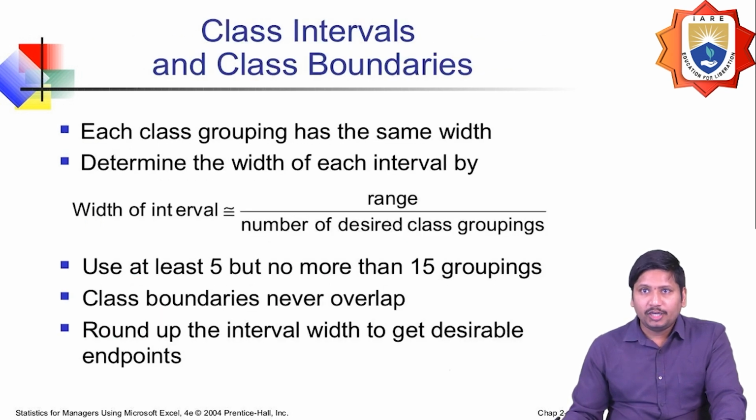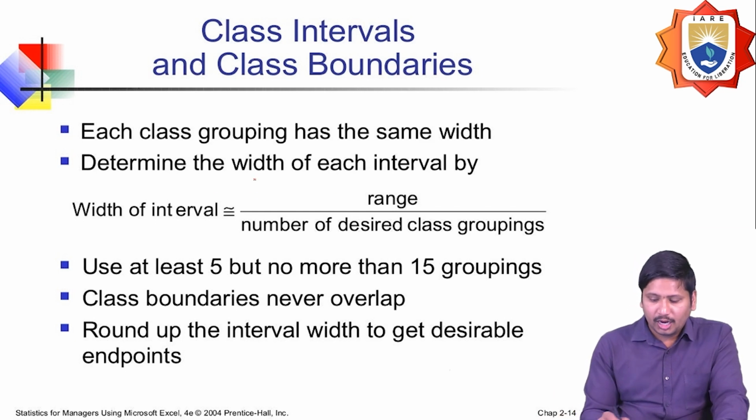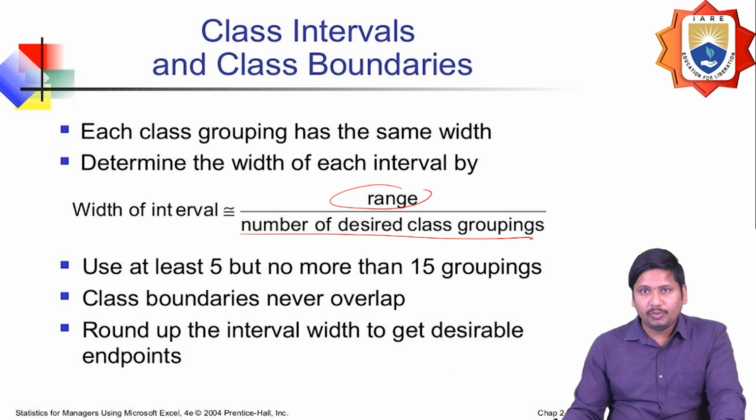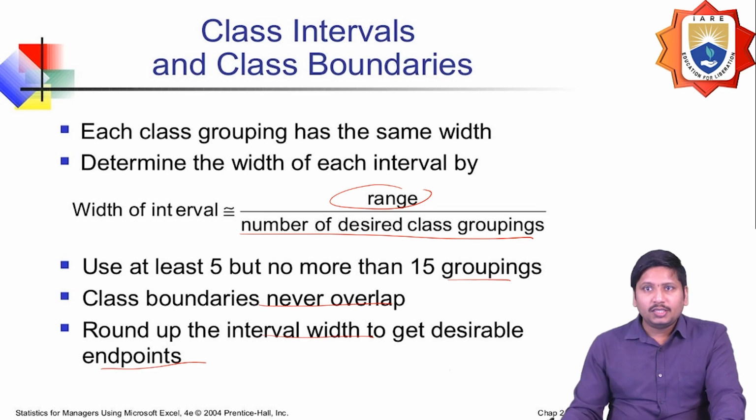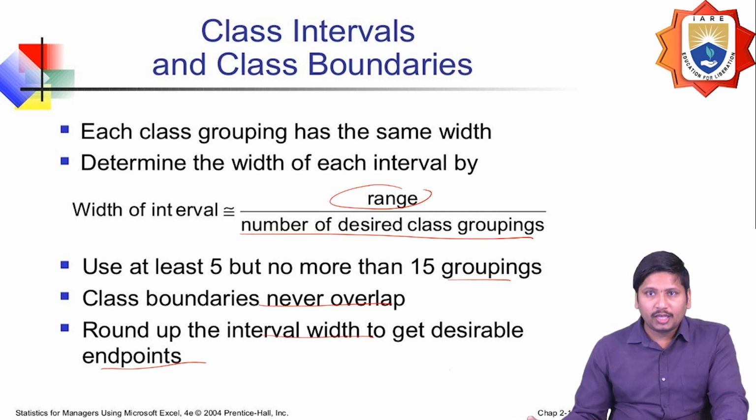Class intervals and class boundaries. Each class group has the same width, and the width of each interval is determined by the formula: the range divided by the number of desired class groupings, and use at least 5 but not more than 15 groupings. Class boundaries never overlap, and round up the interval width to get desirable endpoints. So each class group should have the same width, determined by range divided by the number of desired class groupings, with at least 5 but not more than 15 groupings, and the class boundaries should never overlap.